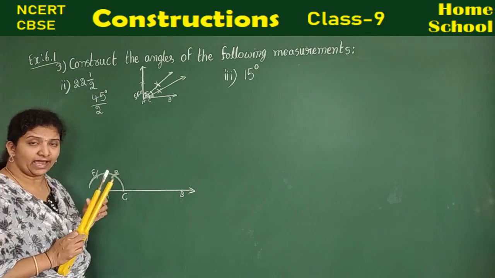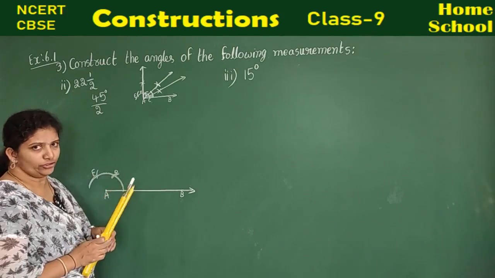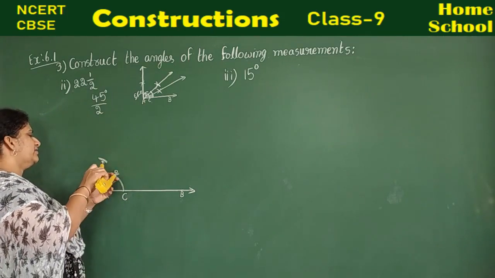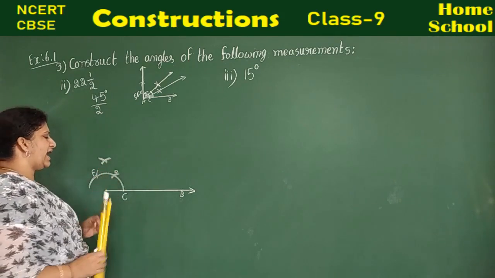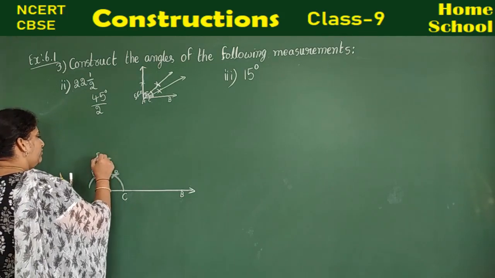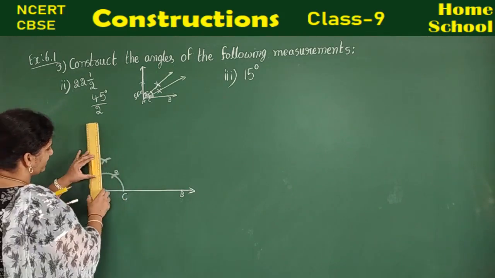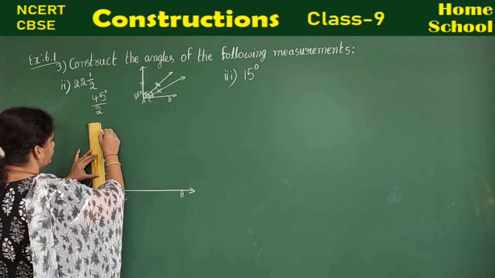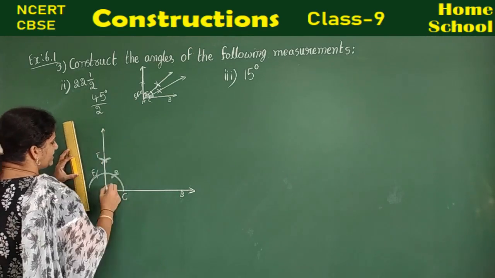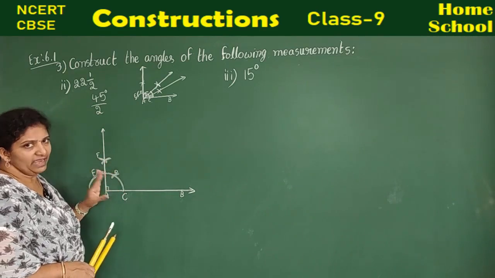First I need to create 90 degrees, then 45 degrees, then 45 by 2 we are going to create. Now, more than half radius with E and D as centers, mark the intersecting point. Let me mark it F. Take a scale and try to join these two points. Now the angle so created is 90 degrees.